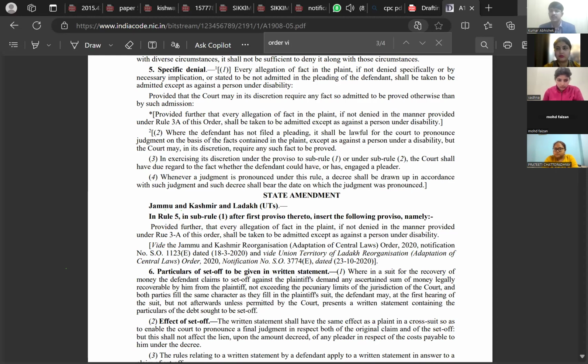I have one question. As we studied in Order 8, the person has to reply within 30 days for the summons. Is it only for a summons, or also for a legal notice which is only sent by an advocate, not by a court? It is not a summons, it is just a legal notice.